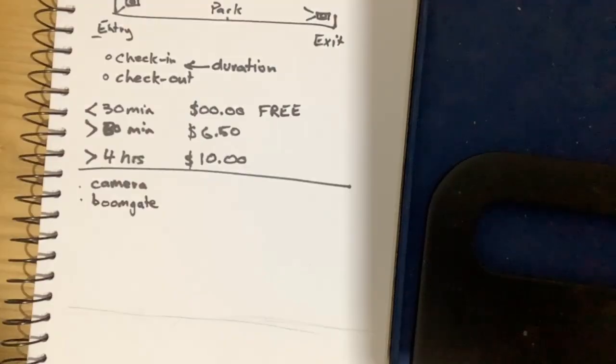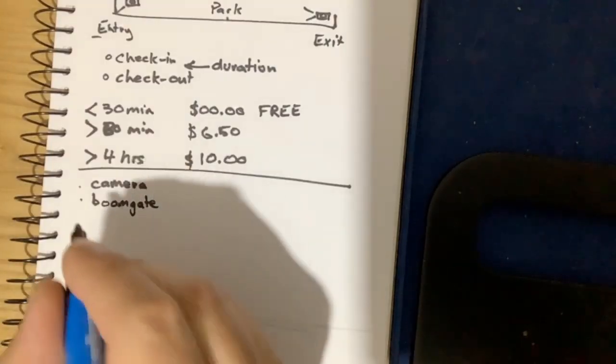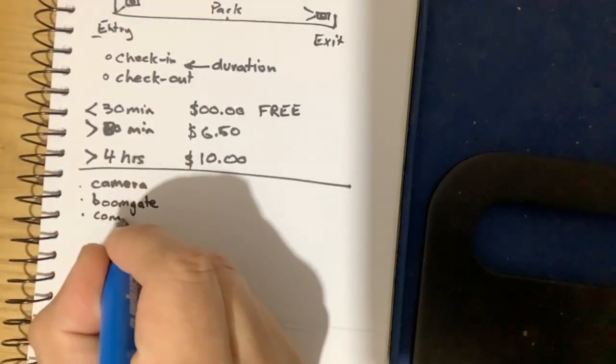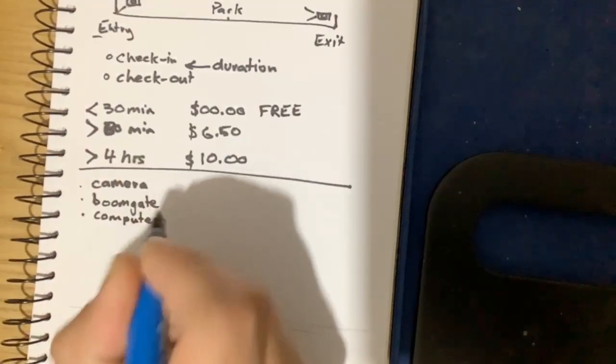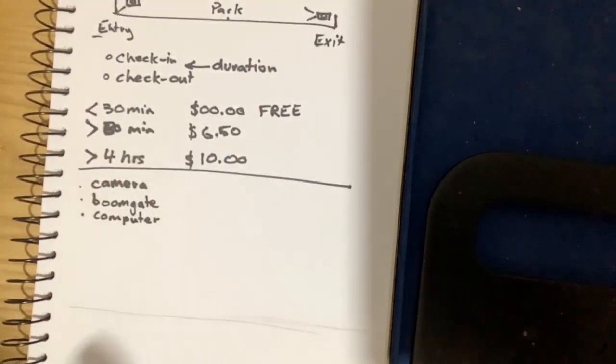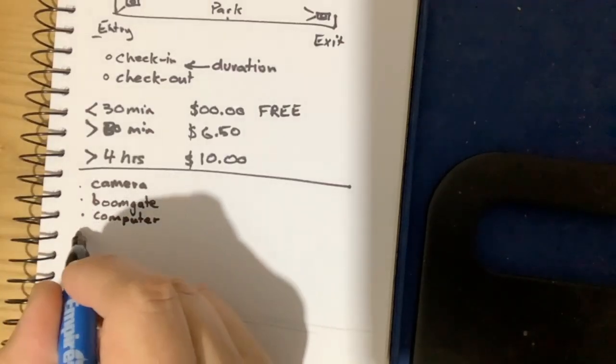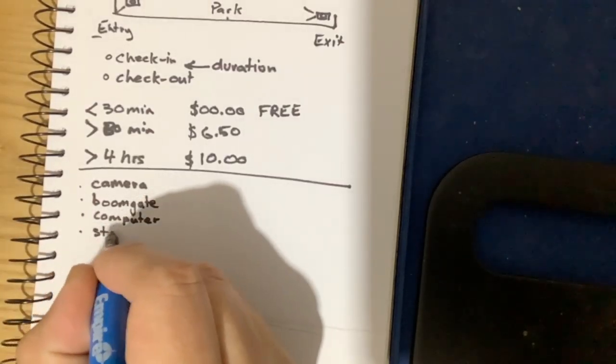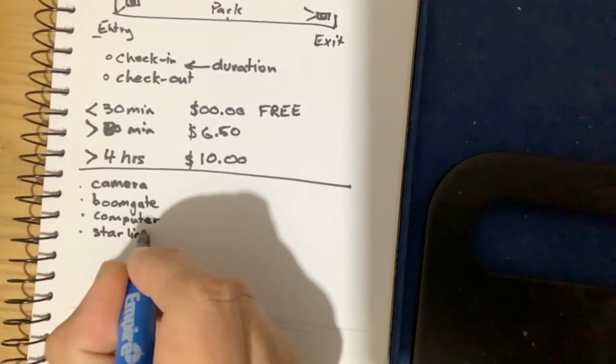And what else do we want? We need a computer. There's some things we need from that computer. It needs to be able to connect to the internet. In my case, I do have a Starlink Roam, also known as a Starlink Mini.